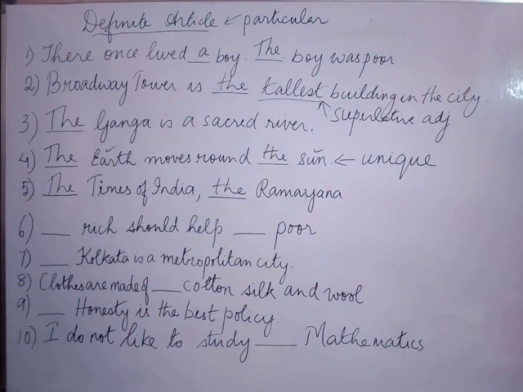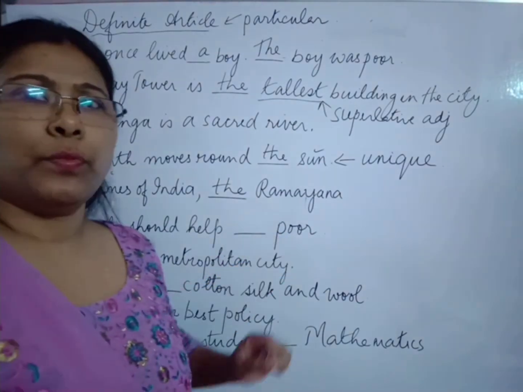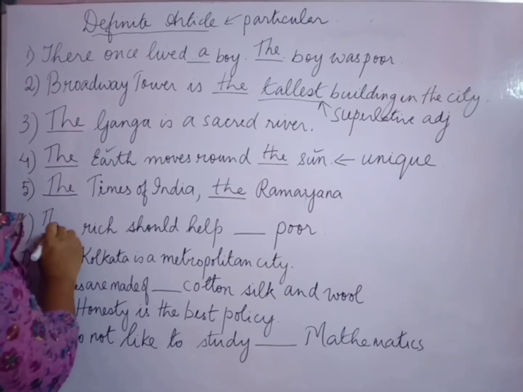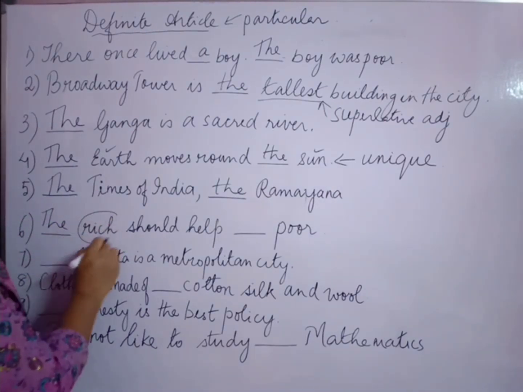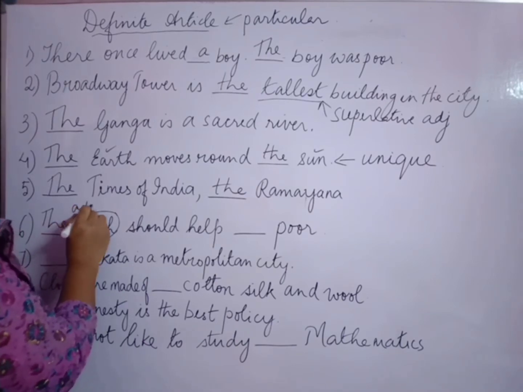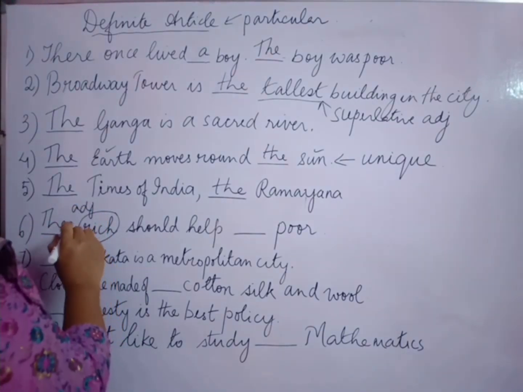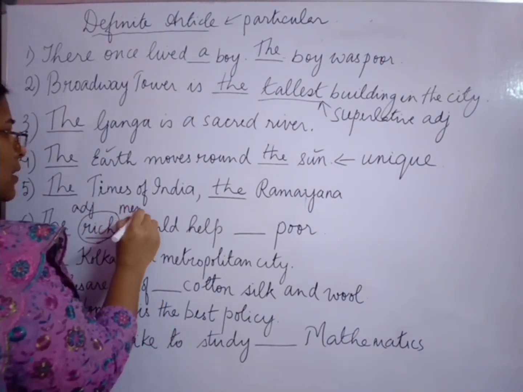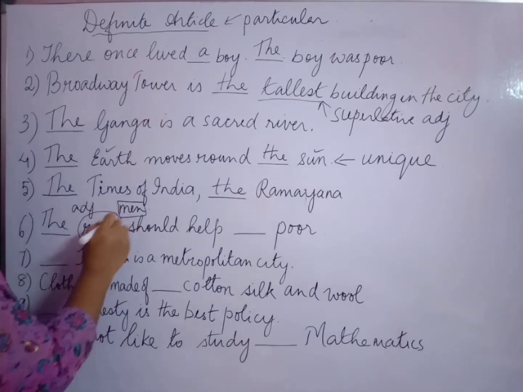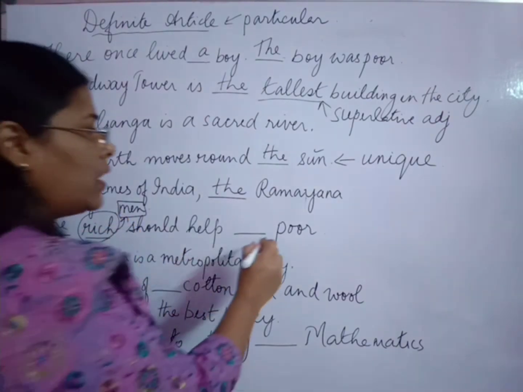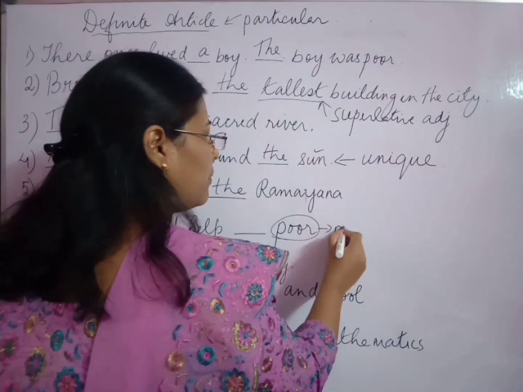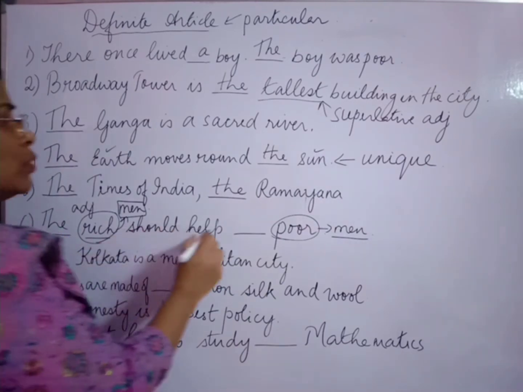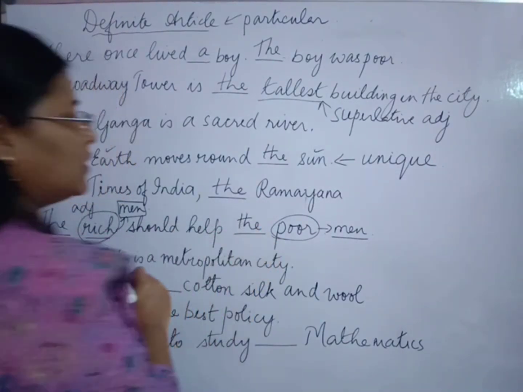Number 6 example, dash rich should help dash poor. Here in this case, we will use the rich. Rich is an adjective of quality. Here rich actually means rich men. So we know the noun here. Rich is referring to rich men. Poor here is referring to poor men. So since we already know the noun, we will use the definite article the.